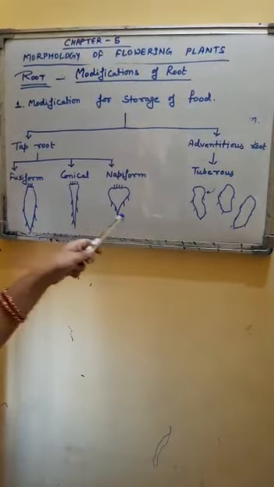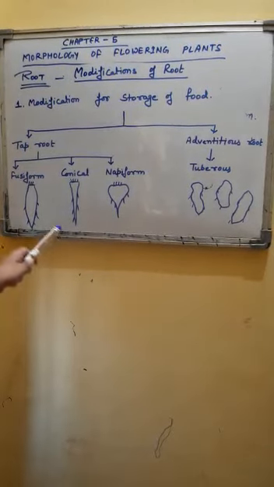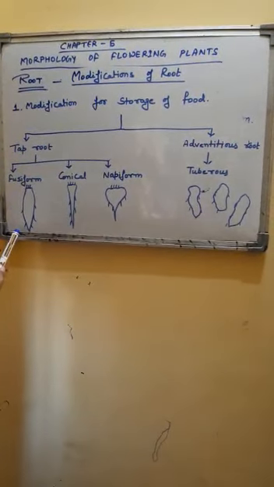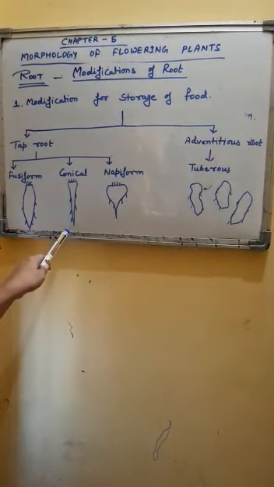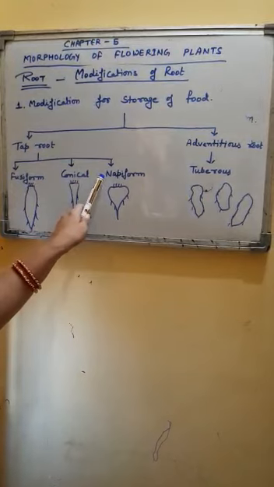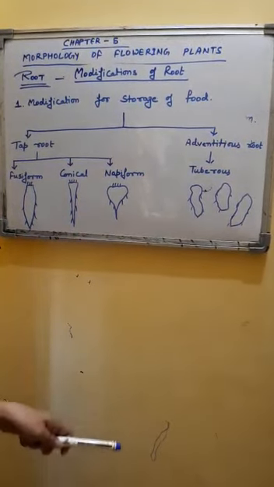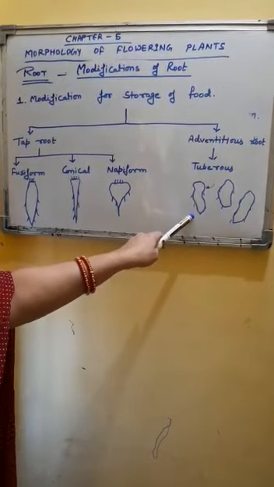So these are some common modifications of root for storage of food. Fusiform, example radish. Conical, example carrot. Napiform, example turnip and beet. And tuberous, example sweet potato.